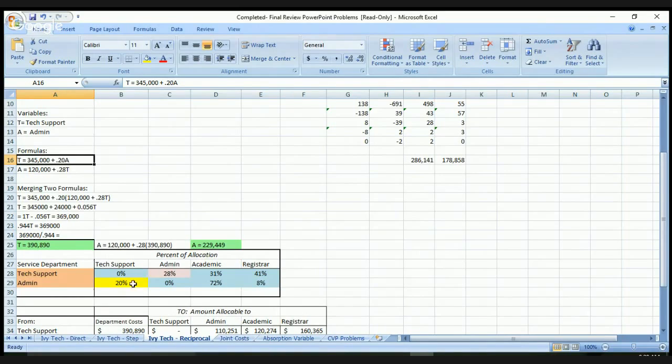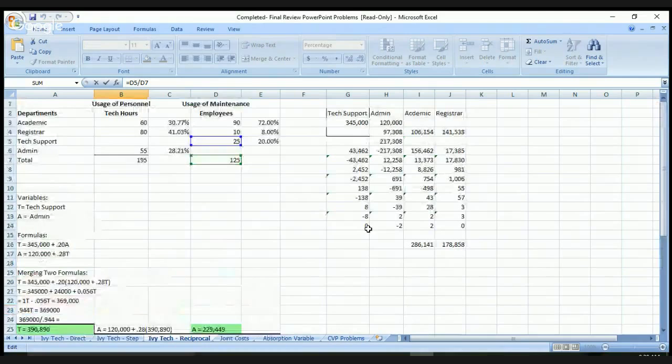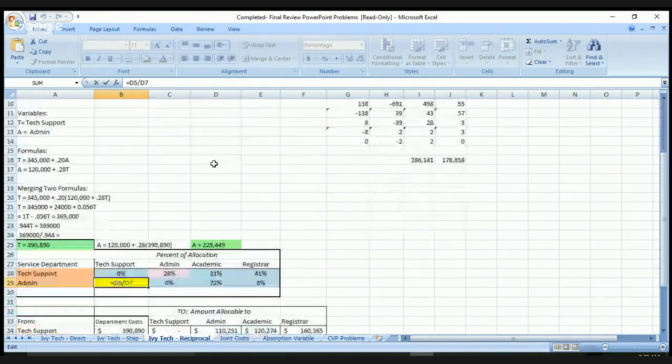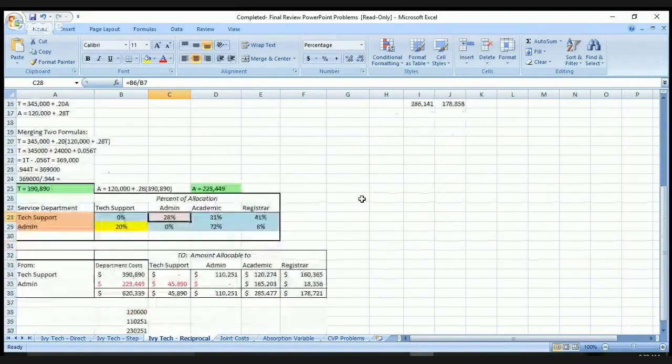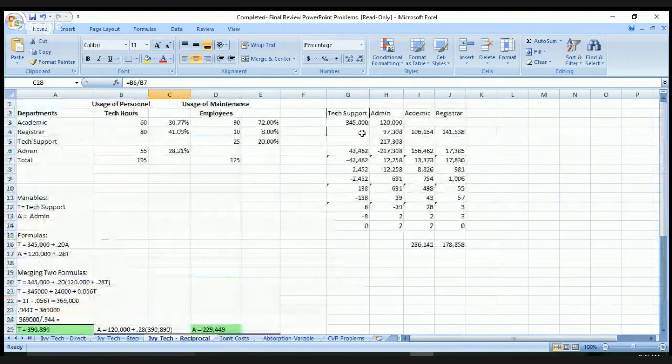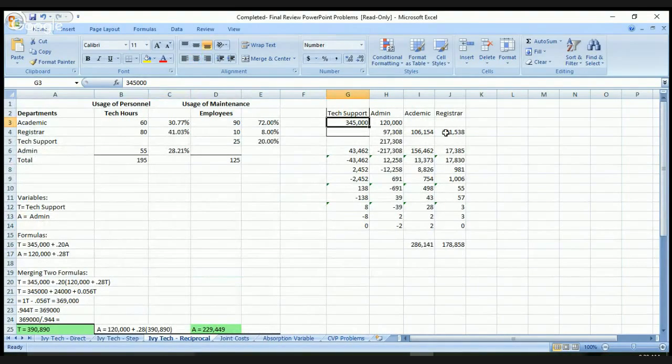Now, how did I get the 0.2A? I take the 25 divided by 125. And A equals 120 plus 0.28T, which is this amount right there. So you can do it in the Excel going back and forth, and I believe that this is probably easier for me at least. And you do the same concept. The first step is the same as the reciprocal.